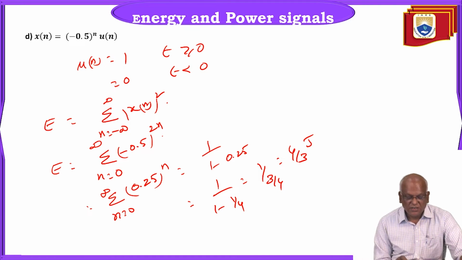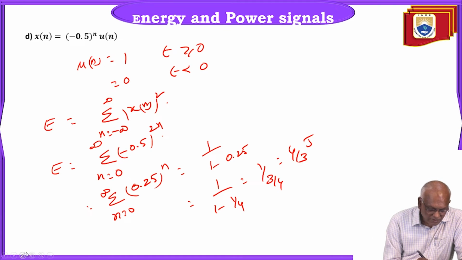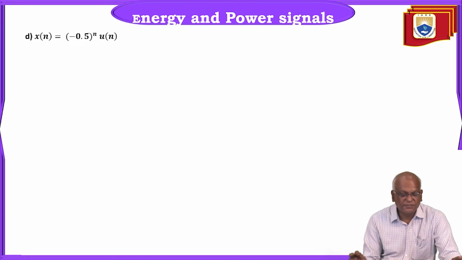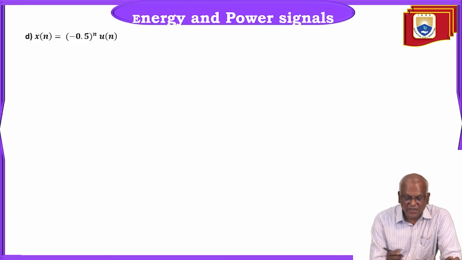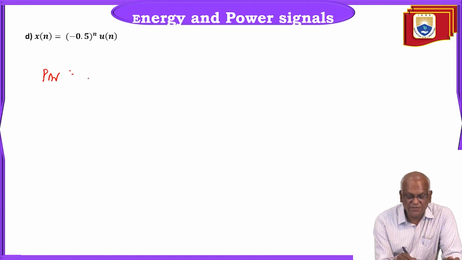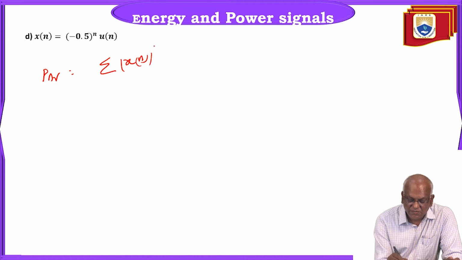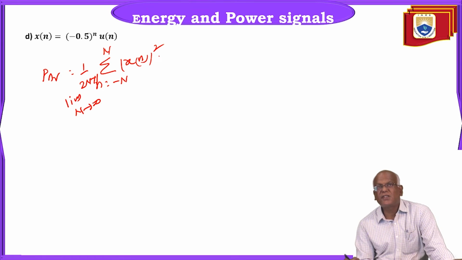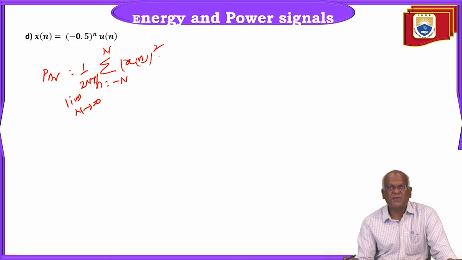Similarly, we are finding the average power of the given signal. Average power, P average, can be defined as the limit as n tends to infinity of 1 by 2n plus 1 times the sum of the absolute value of x of n squared, where n varies from minus n to plus n. This is the equation for the average power for discrete time signals.